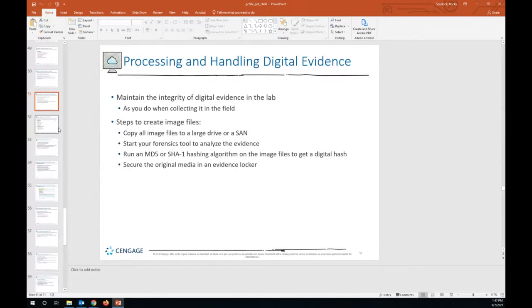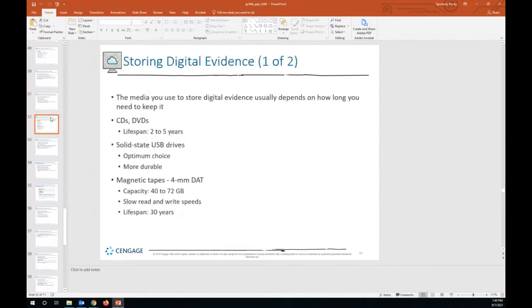Now, when we talk about hashing, a hash value is a unique hexadecimal value that can be used to verify that a file or drive hasn't been changed or tampered with. And we will discuss these hashing algorithms in just a few minutes.